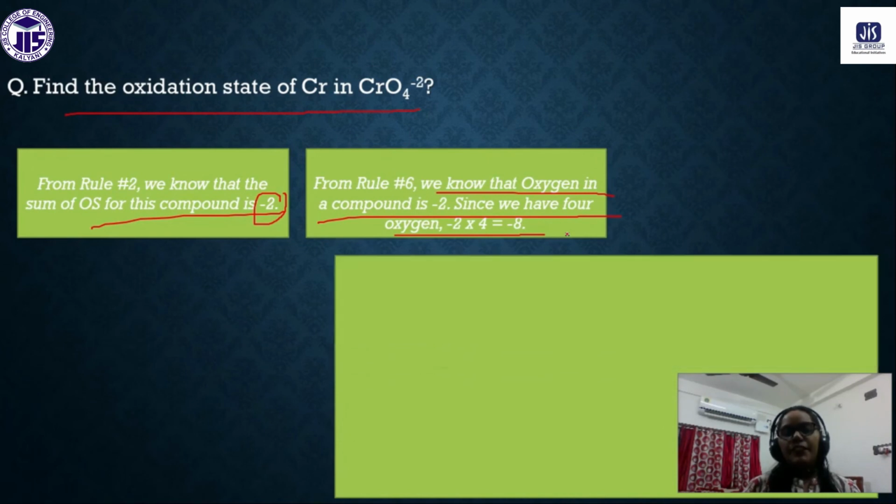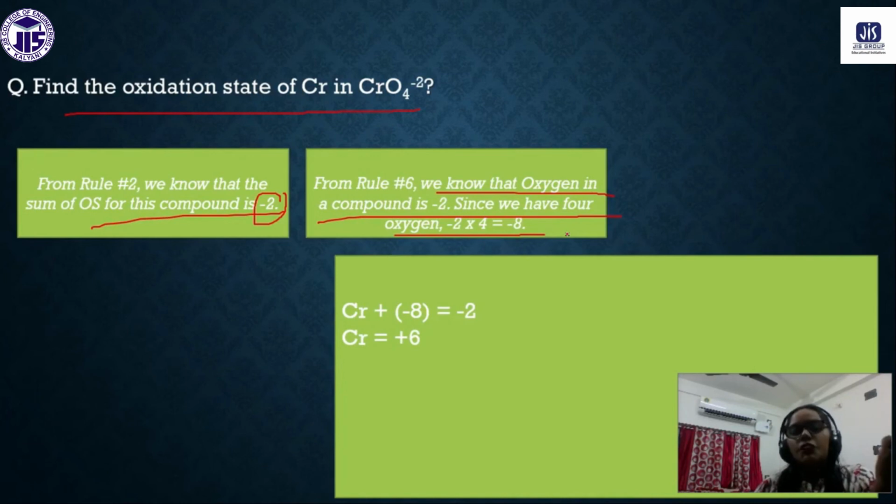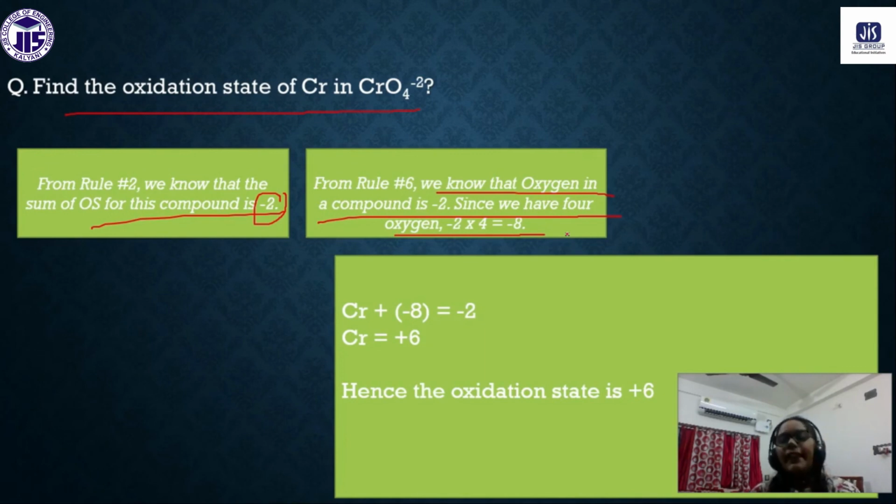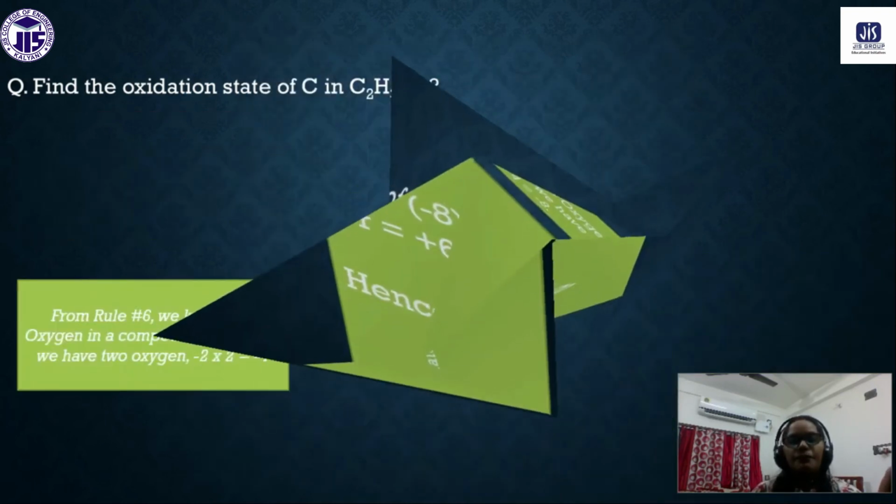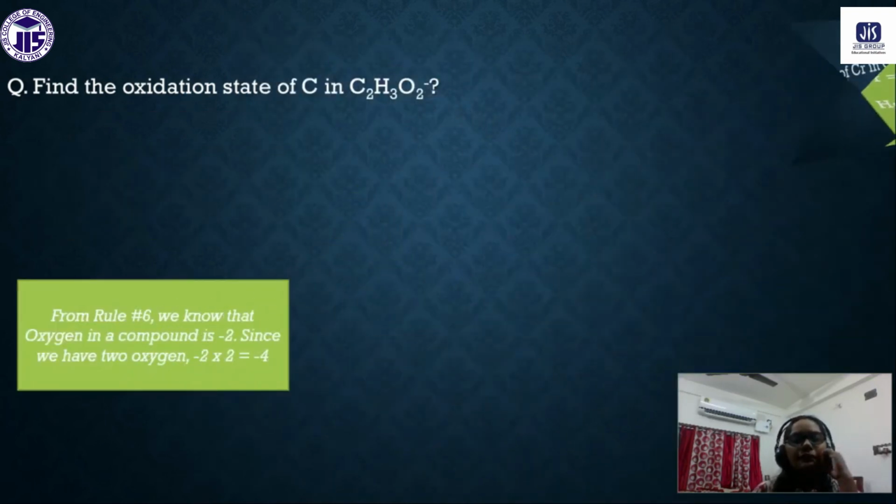Yeah. Next we will see. We have to find out the value of chromium: chromium plus -8, that is for the oxygen, equals -2, right? So chromium is ultimately +6. Thus you can calculate the oxidation state of any element if you are given a compound. This type of question you will have.